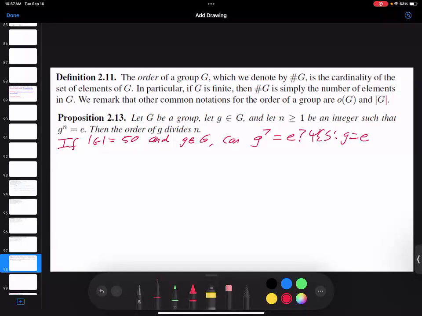So we talked about the order of a group. What is the order of an element? The proposition says the order of g divides n, but I haven't defined the order of g.